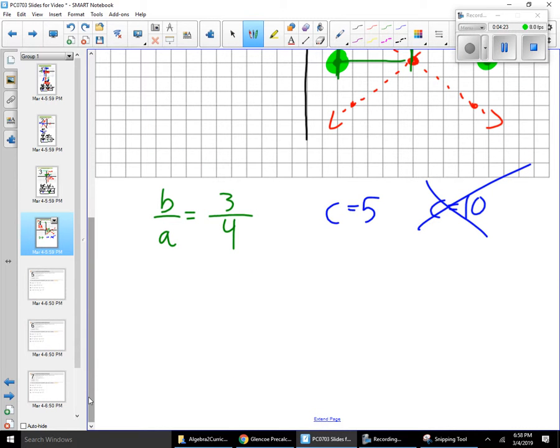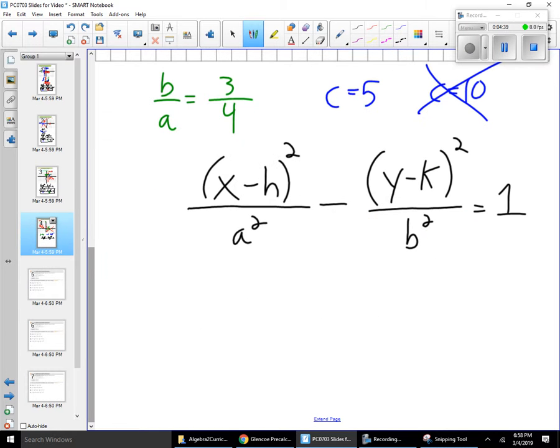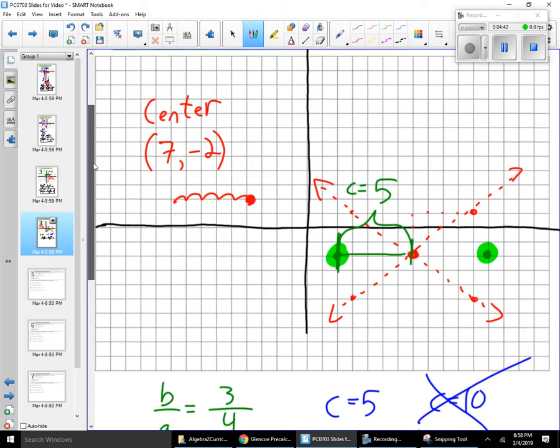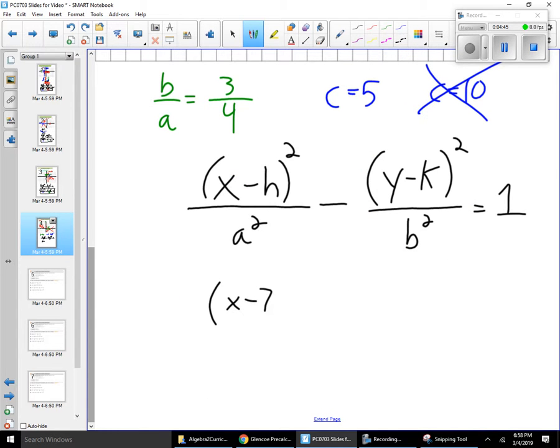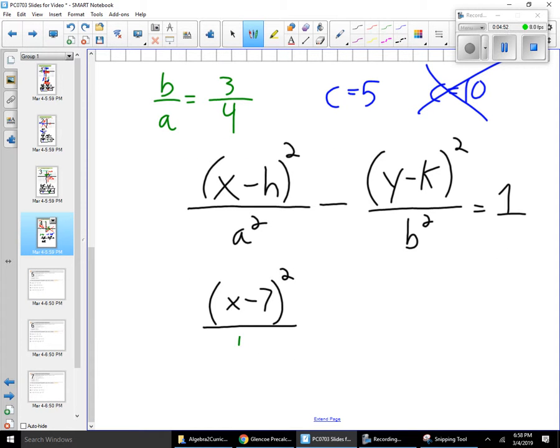Keep in mind this is horizontal, so x is going to come first: x minus h, quantity squared over a squared, minus y minus k, quantity squared over b squared, whole guy equals 1. So our h value, that's the x coordinate of our center, that was a 7. X minus 7 quantity squared. A was 4. 4 squared is 16. And then we also had y minus negative 2, so y plus 2, all over b squared. B was 3, so squaring that will give us 9.